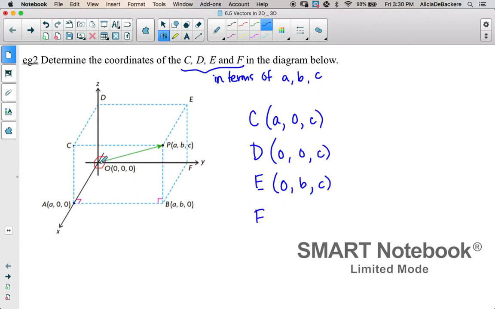All right, and then our last corner is F. Again, F is on the back of the box. The origin's also on the back of the box, so I'm not moving forward or backward. But I do need to move horizontally over here, and that's going to be B units. And then I'm not moving up or down vertically, so 0.